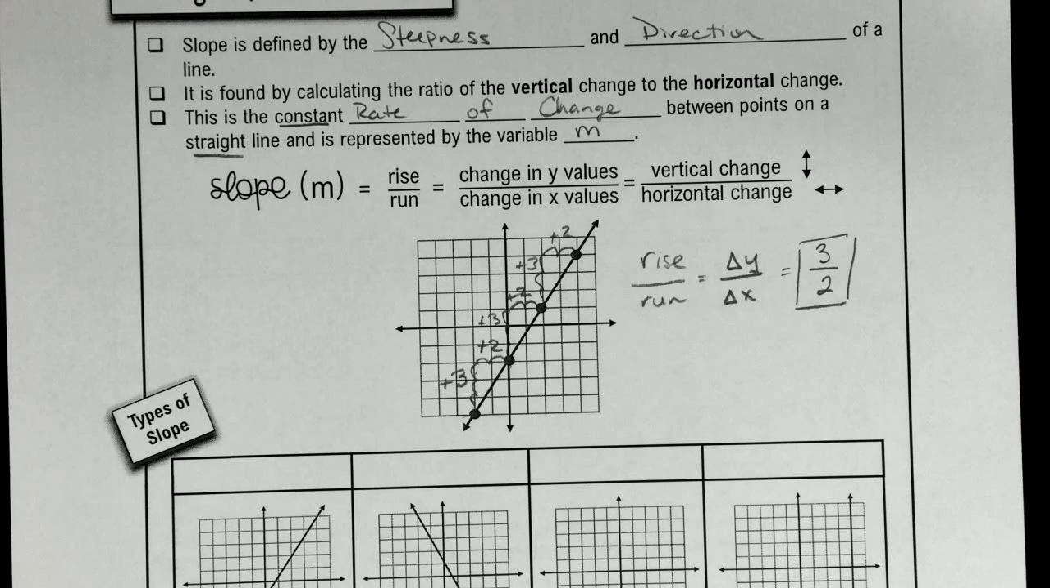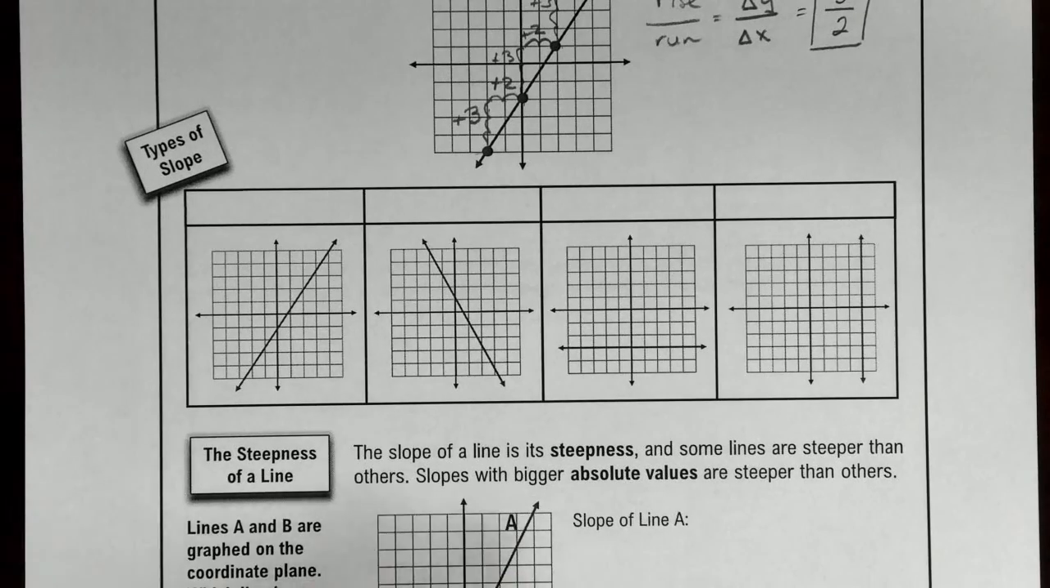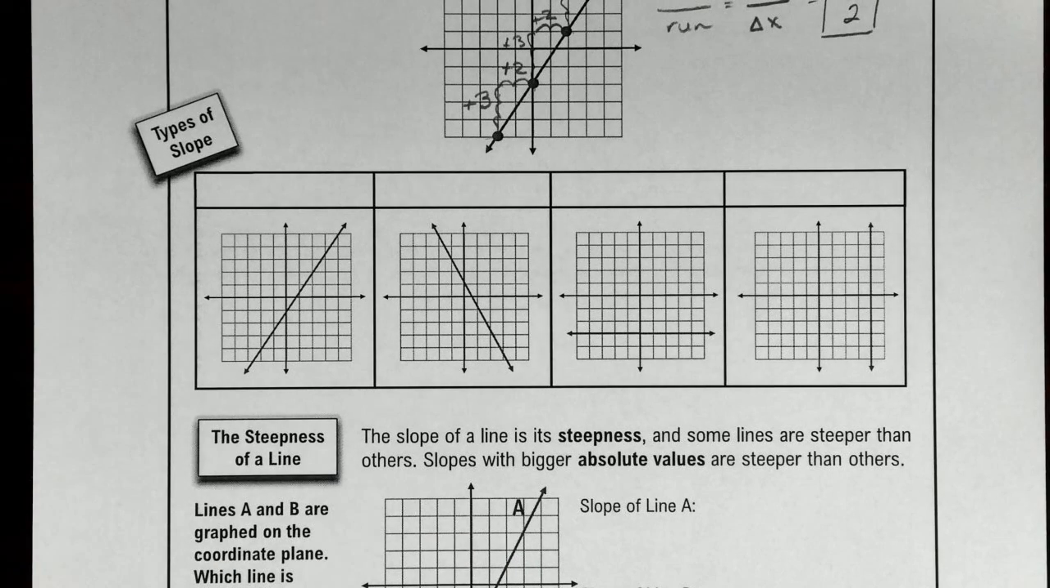Okay, now there are 4 types of slopes. Positive, negative, 0, and undefined. Okay, so let me give you a hint. If you scroll down in your notes, there are 4 little graphs. Okay, so those 4 graphs involve a positive slope, a negative slope, a 0 slope, and an undefined slope.